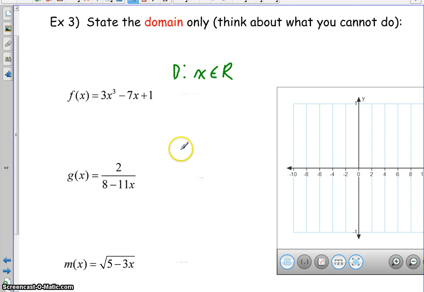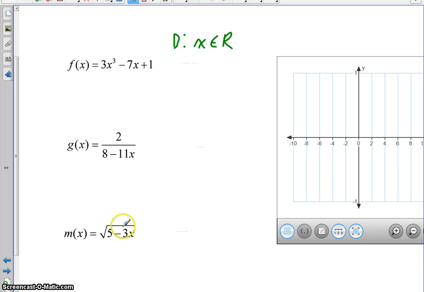Okay. As for the next one, what I should be looking at here is, okay, here I'm dividing by 8 minus 11x, but when there's dividing, is there anything I can't divide by? So think about it for a minute, and hopefully remember that, hey, wait a minute, I cannot divide by 0. So cannot divide by 0.